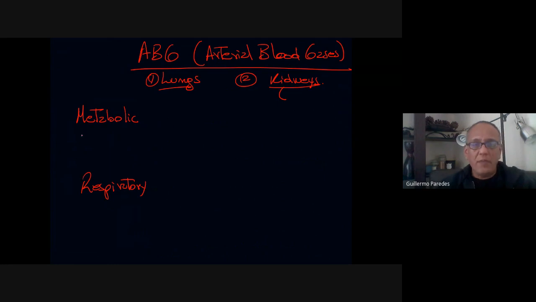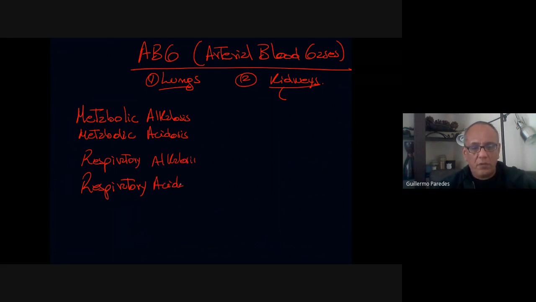So we have metabolic alkalosis and metabolic acidosis. Here, the same thing. Respiratory can give you problems of alkalosis or problems with acidosis. So those are the 4 changes that can happen in the body. All right, so metabolic acidosis.